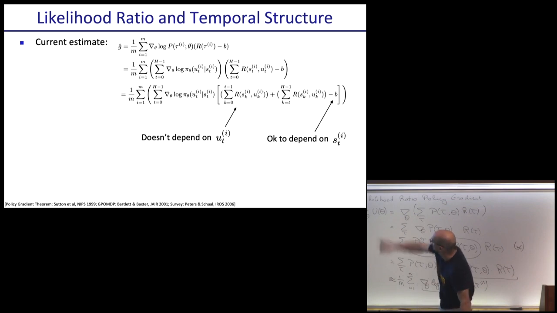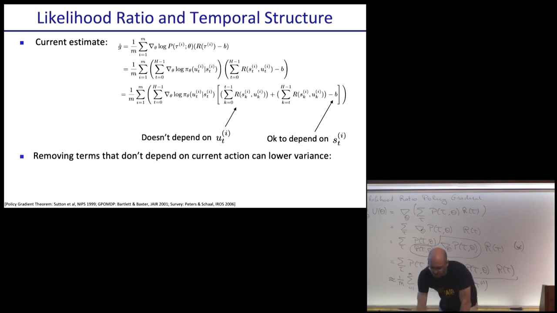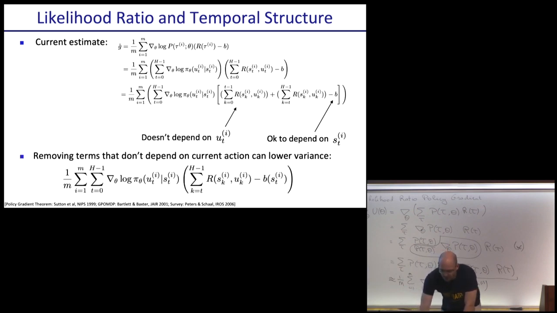We also realize that the baseline can actually depend on the state, because you can start at the current time and look at everything from there. B needs to be constant from there, but that's it. And so removing the terms that don't depend on the current action can lower the variance. We end up with this equation over here, and now we're at a point that's actually pretty good.